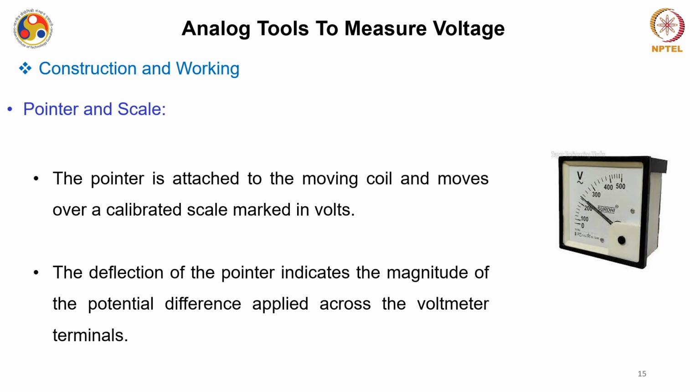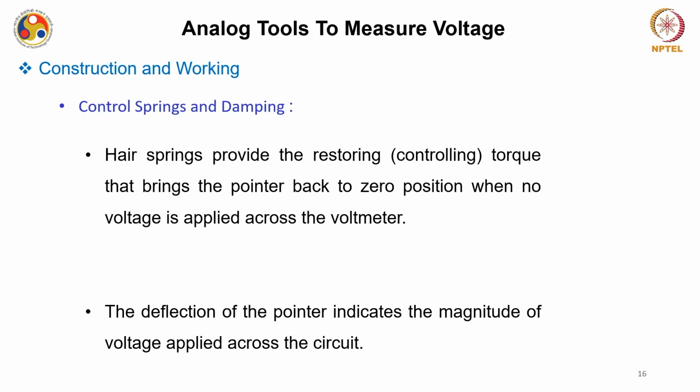The pointer and the scale of this voltmeter are very simple. The pointer is attached to the moving coil and moves over a calibrated scale which is marked in voltage, okay. Depending on what kind of voltmeter it is, the scale varies. The deflection of the pointer indicates the magnitude of the potential difference across the voltmeter terminals. Okay, the hair springs, very similar to what we have seen in the ammeter, provide the restoring or controlling torque which brings the pointer back to its zero position when there is no voltage applied across the voltmeter, and the deflection of the pointer indicates the magnitude of the voltage applied across the circuit.